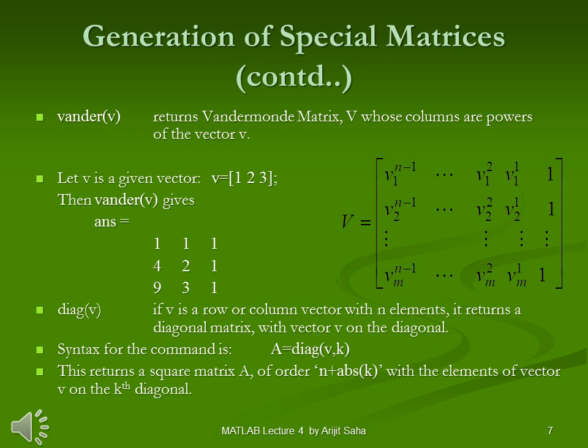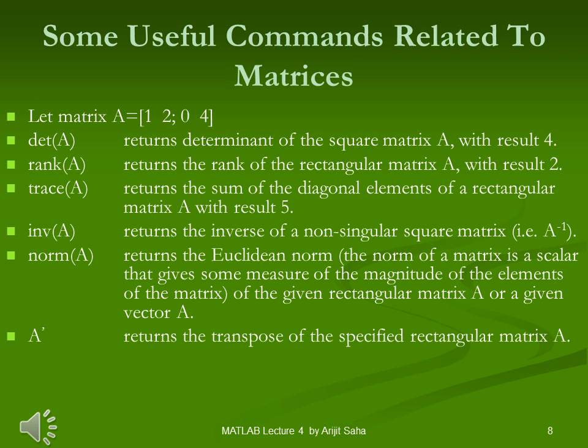diag(V): if V is a row or column vector with n elements, it returns a diagonal matrix with vector V on the diagonal. Syntax is diag(V,k). This returns a square matrix A of order n plus absolute k with the elements of vector V on the kth diagonal. We want to discuss some useful commands related to matrices. Let matrix A = [1 2; 0 4], that means it's a 2 cross 2 matrix. det(A) will return the determinant of the square matrix A, with result 4.